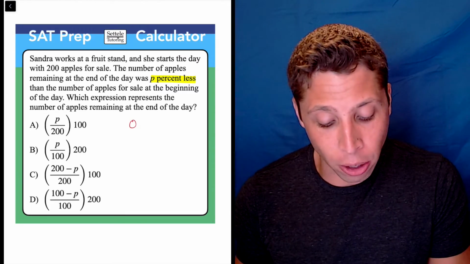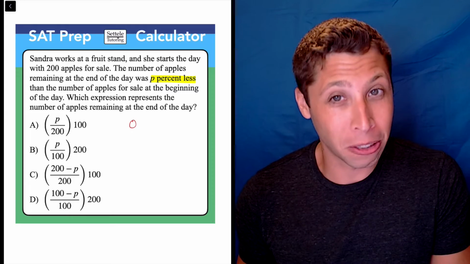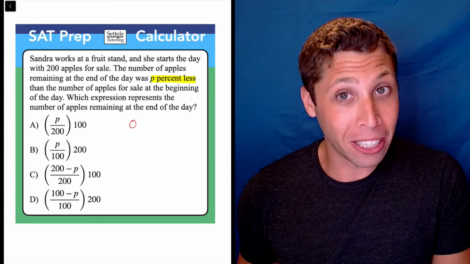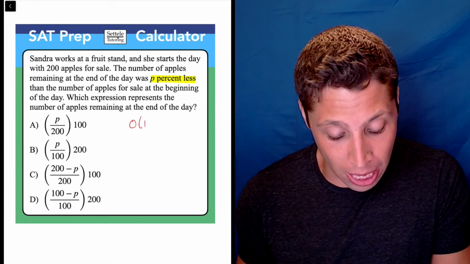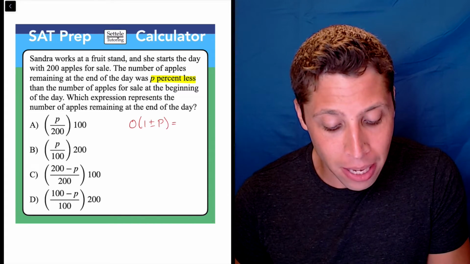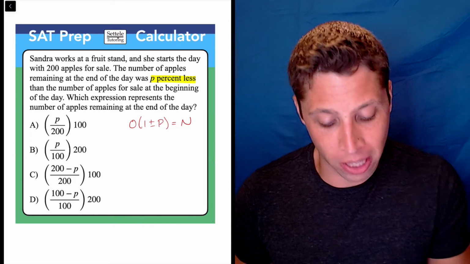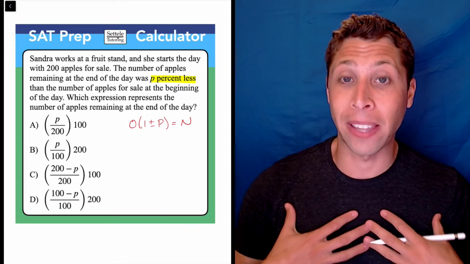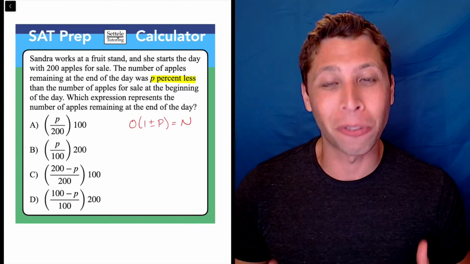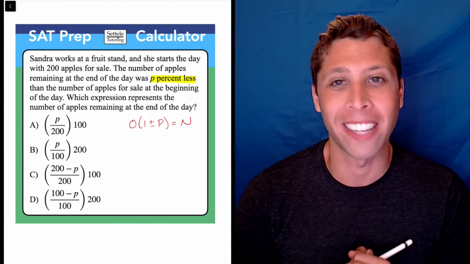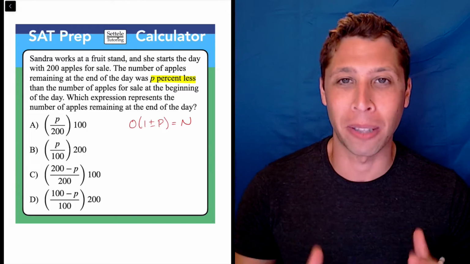That is the formula that I call the open formula because it kind of looks like the word open. And specifically here, we're going to need the one that involves the 1 plus or minus p to represent the change in the percentage. So just to review this formula, this is something that I made up after my students really struggled for a long time on percentages questions on the SAT. It is meant to keep you organized when things get weird.